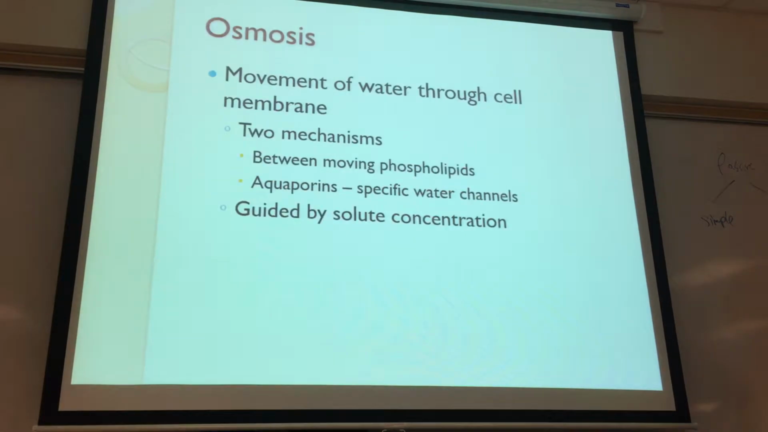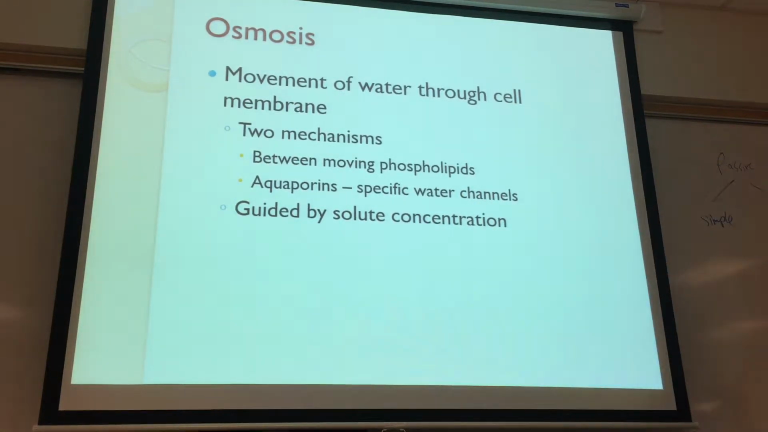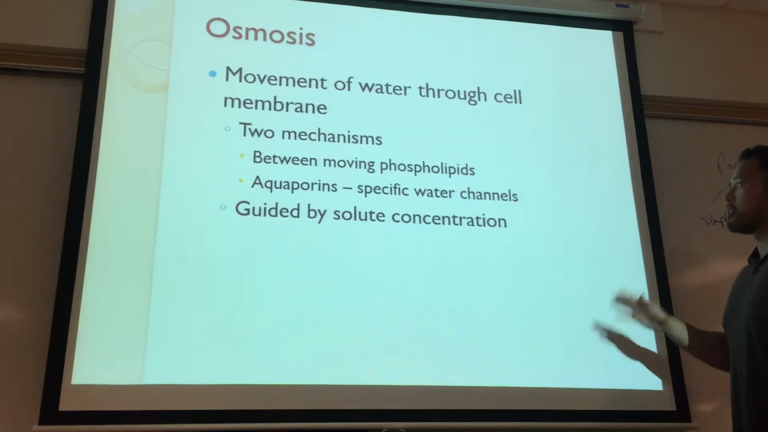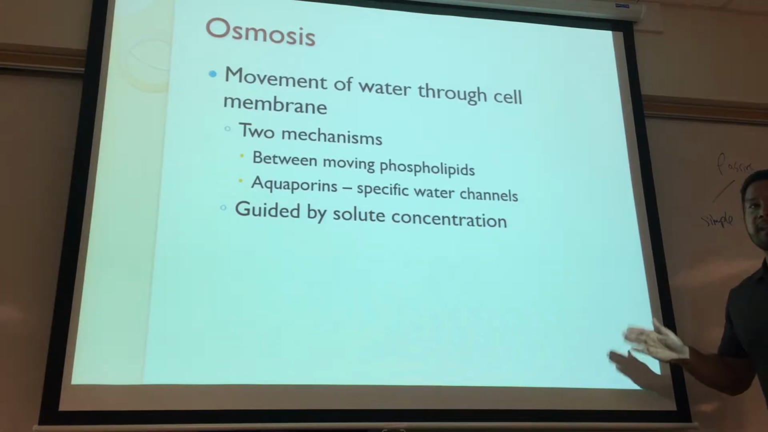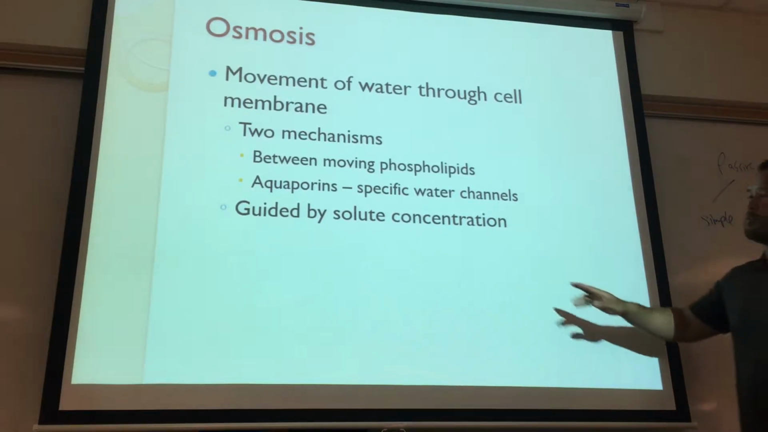So let's take a look at osmosis. And water moves through two main mechanisms. The main mechanism is water squeezing in between those phospholipids. Remember the fluid mosaic model? We have phospholipids that are kind of swishing around, and every time they swish around, it creates a little space that water can sneak through. It can even penetrate through that hydrophobic barrier, the non-polar fatty acid chains right in the middle of the phospholipid membrane. So it can actually move through.